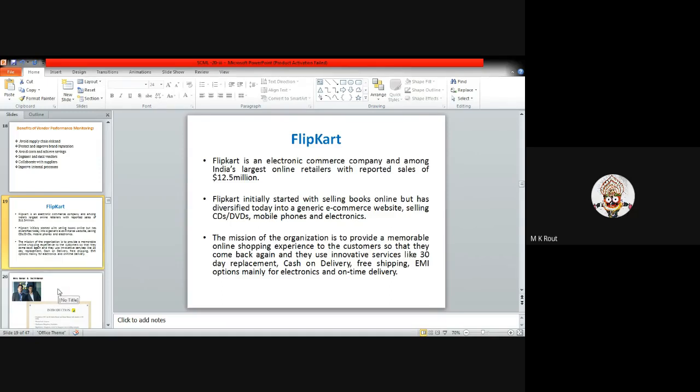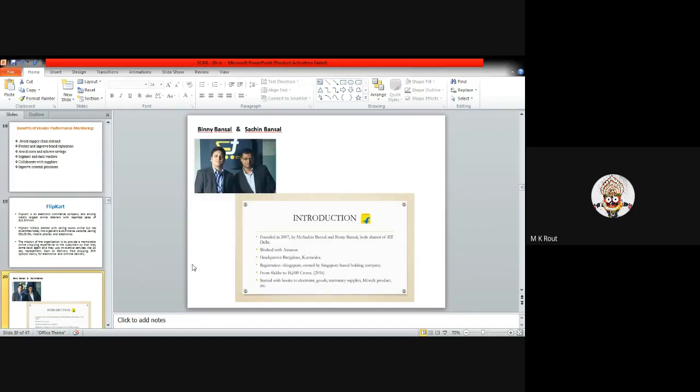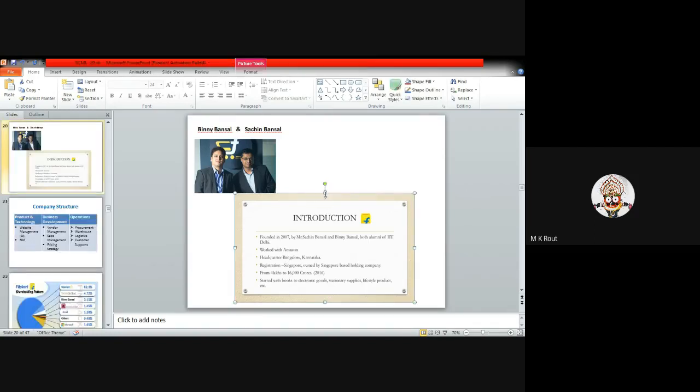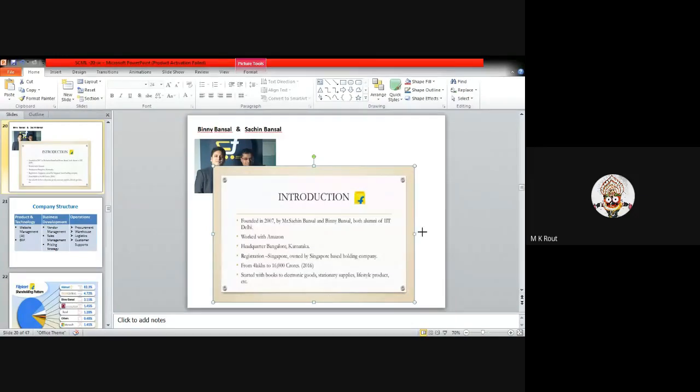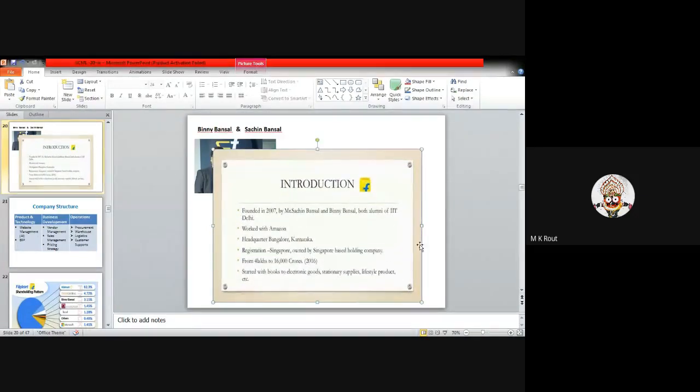Moving to the next slide. These are the two persons who started this company. In this particular slide, the left side is Binny Bansal and the right side is Sachin Bansal. Let us analyze this slide. In the year 2007, Sachin Bansal and Binny Bansal, both alumni of IIT Delhi, worked with Amazon and started the headquarters of Flipkart at Bangalore, Karnataka.